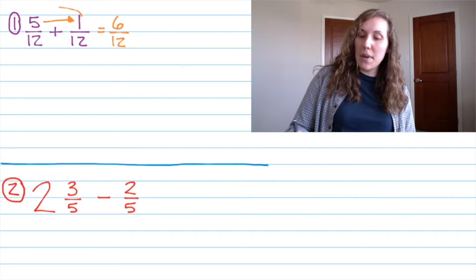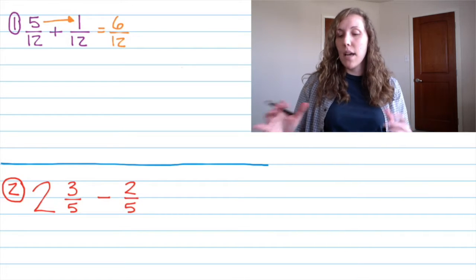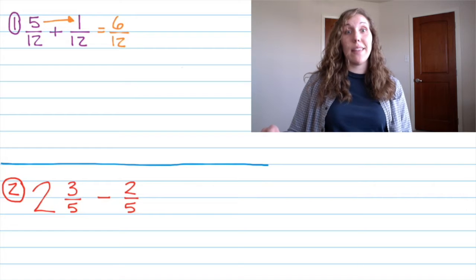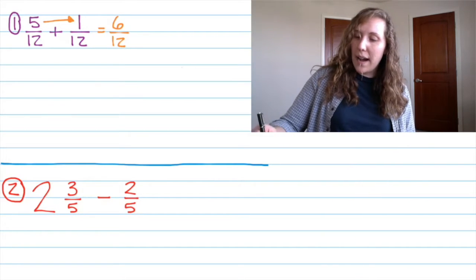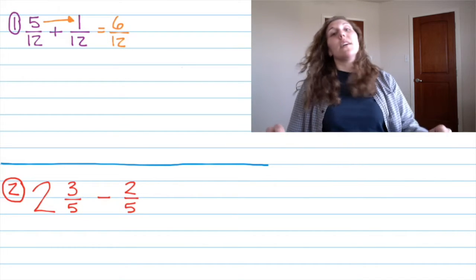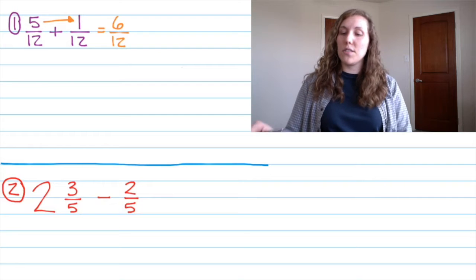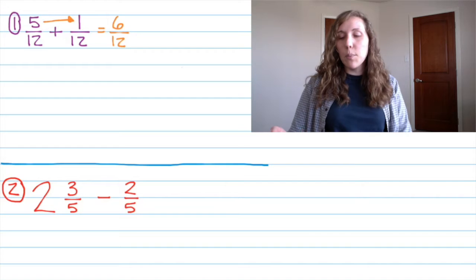So again, top numbers, we do whatever the sign says, so we either add them or subtract them. Bottom numbers, they just stay what they are. And that's it. You're done. The only thing you have left to do is simplify your fraction if you can. So we always have to ask ourselves, can I simplify my answer? In this case, we can. 6/12 is a fraction we can still simplify.